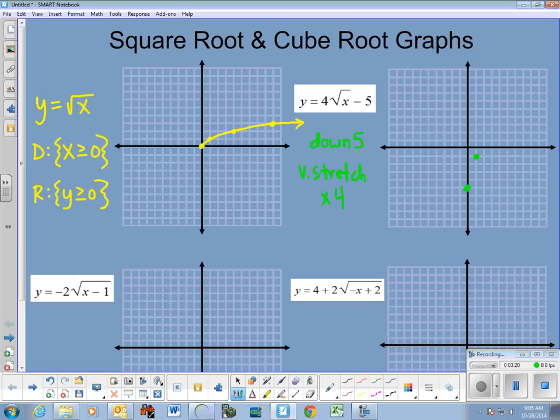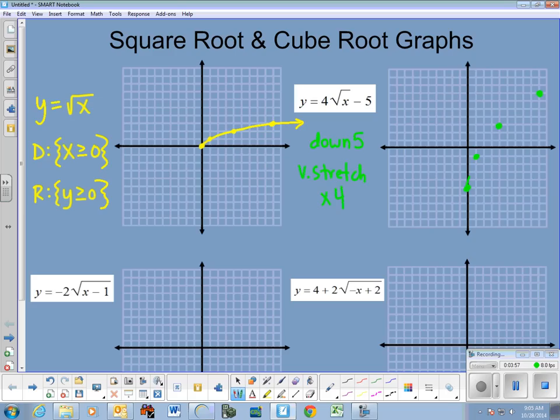Plug in 4. I don't want to plug in 2 and 3 because when I do, I get irrational values, never-ending decimals that aren't nice on a graph. I could plot them, just round the decimal and plot, but I'm just going to choose good values. So I'm going to plug in 4. Square root of 4 is 2. 4 times 2 is 8. 8 minus 5 is 3. So that was, excuse me, that was 4, 3. And then I'm going to plug in 9, again, because I can square root 9. Square root of 9 is 3 times 4 is 12 minus 5 is 7. So I get 9, 7.